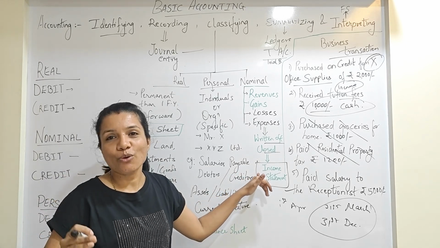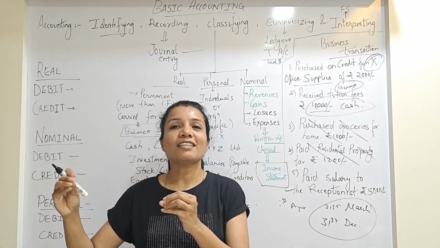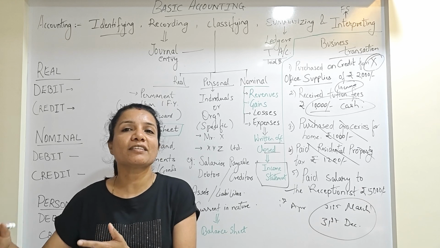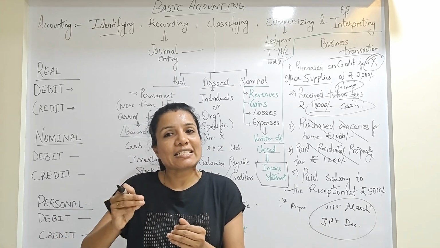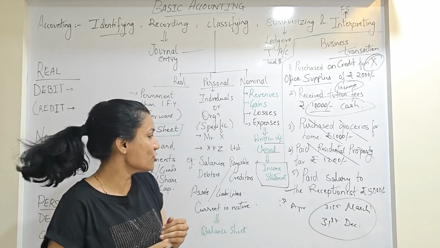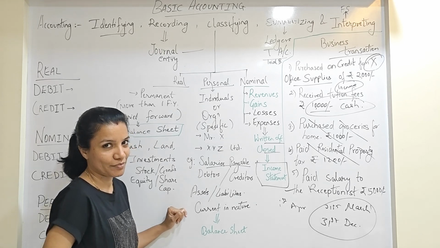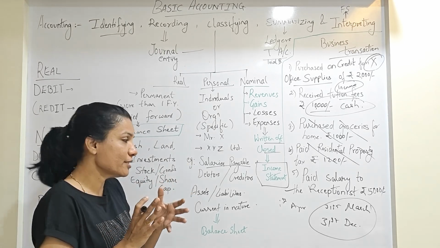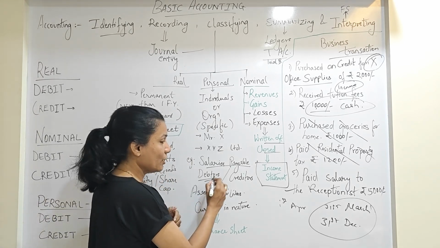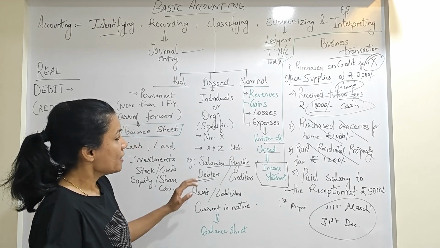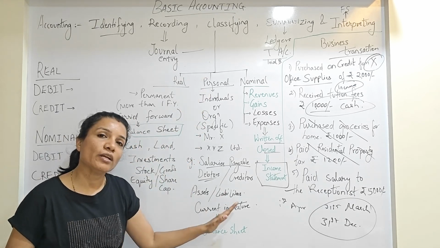If I have 10 employees and the salaries are due for, let's say, the last 2 months, I may not list each and every employee's name. I can just call it salaries payable. I can put together my liability and call it salaries payable, or I can call them debtors or creditors. Now, these can be assets or liabilities.